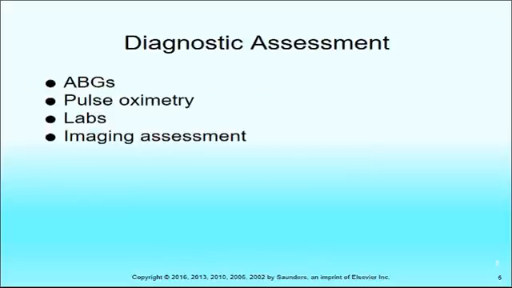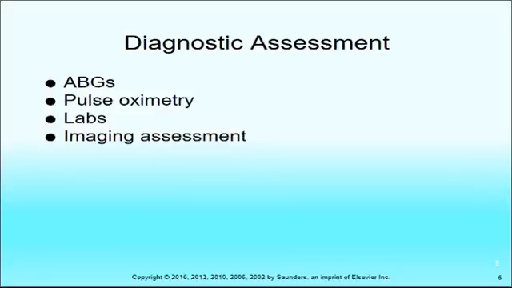Diagnostic assessment. ABGs are arterial blood gases. I did post a link for you from a YouTube that goes over arterial blood gases. That's something you need to be familiar with. We're not going to get real complicated on them, but you do need to understand how to look at a blood gas and know if it's metabolic or respiratory. Is it acidotic or alkalotic? Is the body trying to compensate? A few slides from now, I'm going to go into the ABG numbers a little bit more.